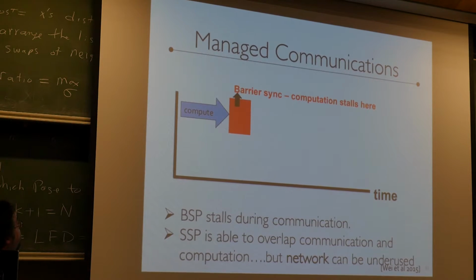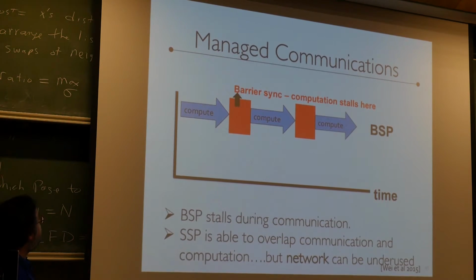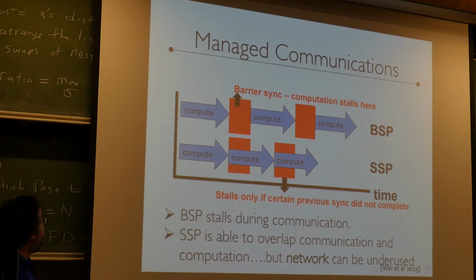Empirically, in bulk synchronous, there's a barrier where computation just stalls. When you're using SSP, there's less time where it stalls. Only if certain previous syncs didn't complete will you stall. But you still may not be using the network to its best capability. In particular, you don't really know you're going to need a parameter until you start pulling for it. If you could give the server a heads up and say, I'm going to need this parameter pretty soon, you could maybe get that parameter to you more quickly.